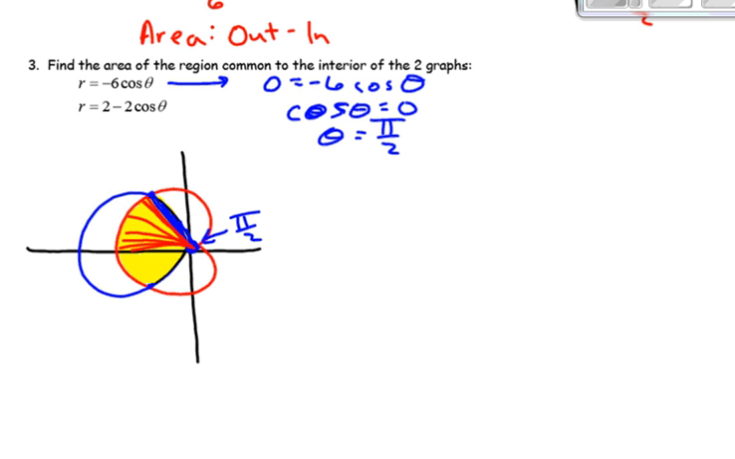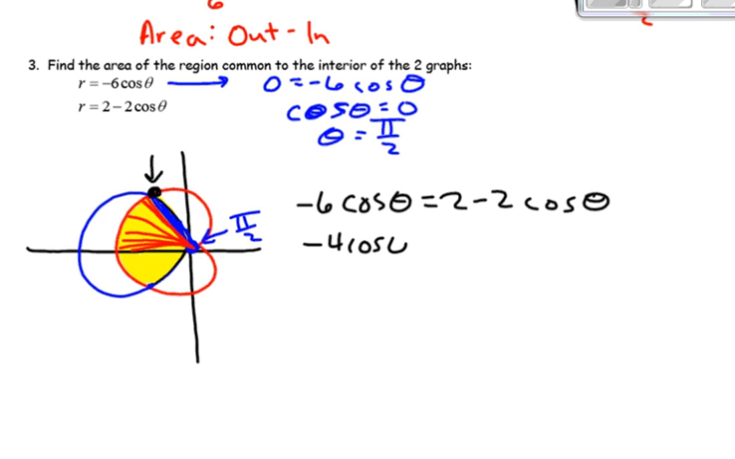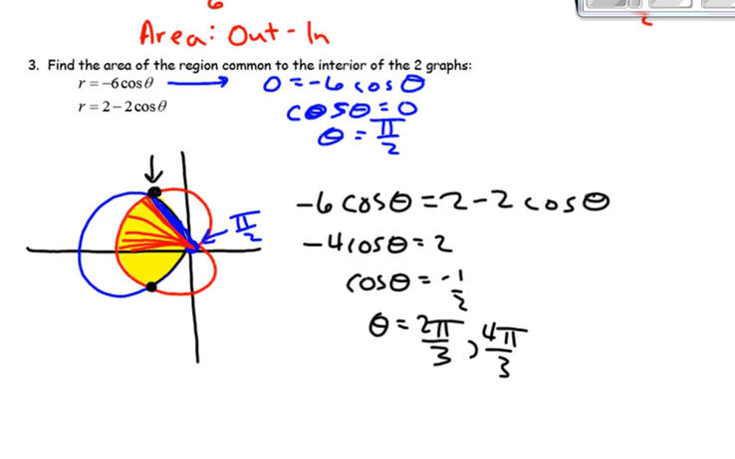Okay, since we're looking at the common region, we need to find the point of intersection right here. To find that, we're going to set these equal to each other and hope that they're simultaneous points of intersection. So I would add 2 over, so that would be negative 4 cosine theta equals 2, so cosine theta equals negative 1/2, and theta would then occur at 2 pi over 3, and also at 4 pi over 3. That's going to happen down here. We're really only concerned with the 2 pi over 3, but that's okay.